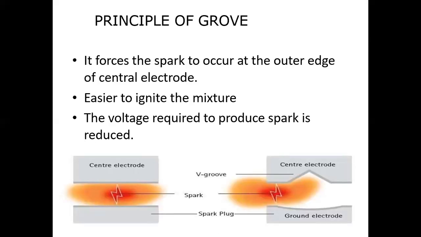Now the principle of groove. The groove is used on the output side, where the produced spark is given directly to the combustion chamber. In this model, the groove forces the spark to occur at the outer edge of the central electrode. That makes it easier to ignite the mixture, and the voltage required to produce the spark is reduced.